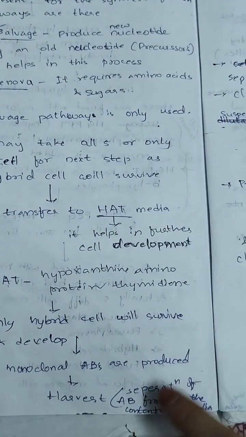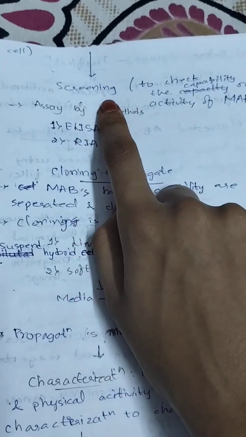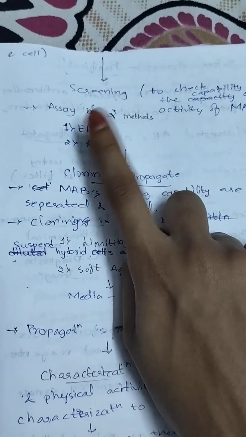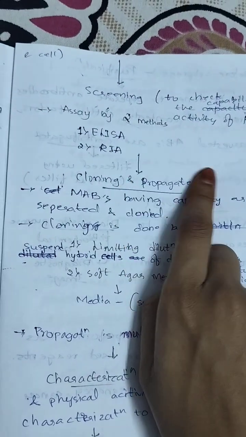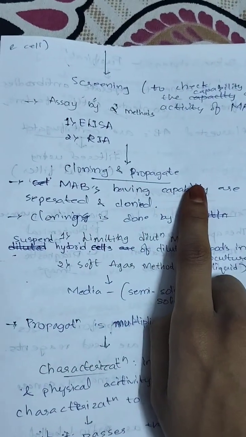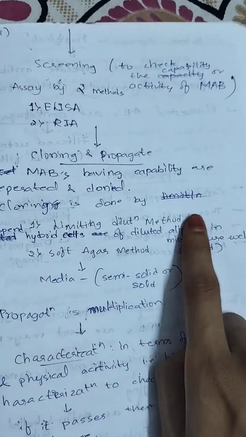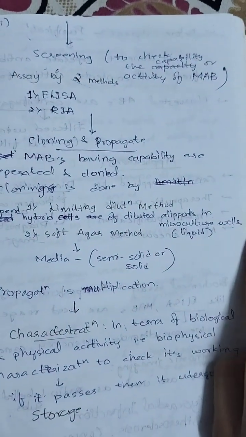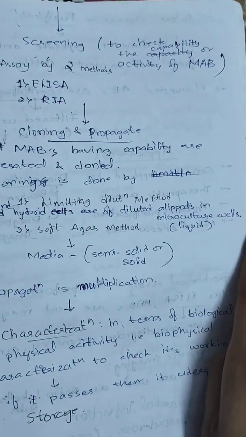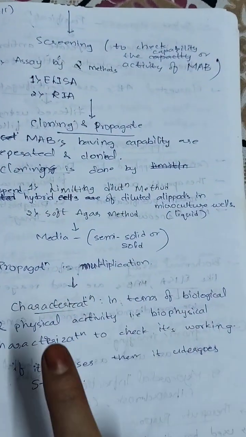Monoclonal antibodies are produced, harvested, and separated from cells and other media contents. They are screened by ELISA and RIA assay methods. Then cloning and propagation is done. Cloning is done based on the limiting dilution or soft agar method. In limiting dilution, microculture wells are used. In soft agar, semi-solid media is used.